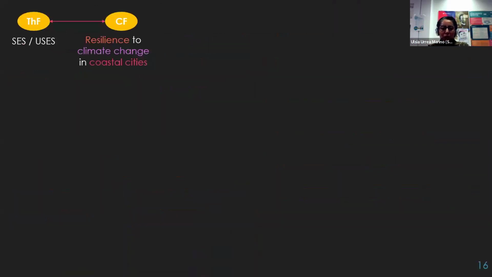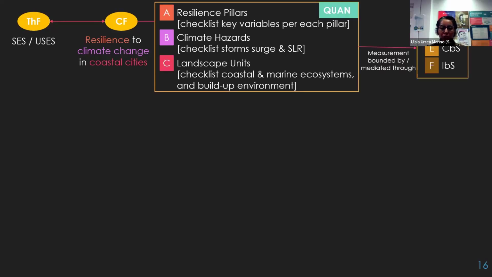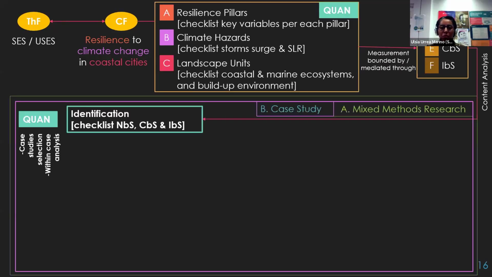So how do I conduct the content analysis conceptually? As I mentioned before, I have the theoretical framework. Then I have these concepts converted into variables in the code books. I create all these code books that I mentioned before.